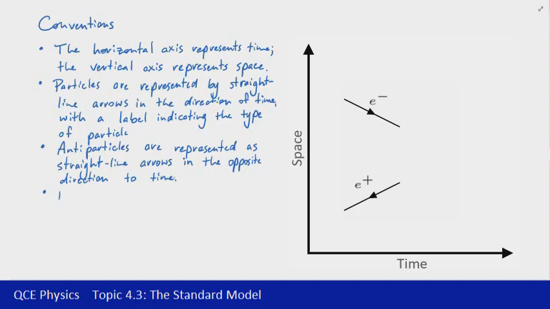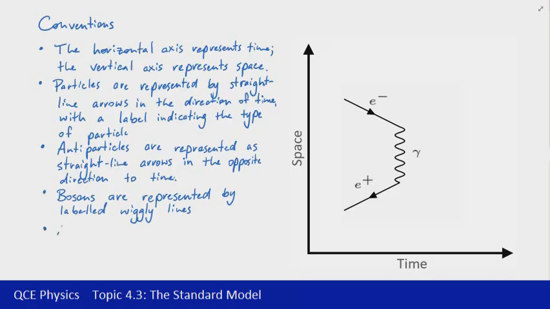The next one is about bosons. They're represented as wiggly lines, and yes, that's the technical term that we're meant to use, and they will also be labelled to indicate the type of boson. And in this interaction between an electron and a positron, it would be governed by a photon, given that it's an electromagnetic force that exists between those two particles.